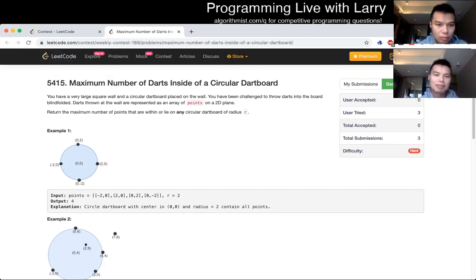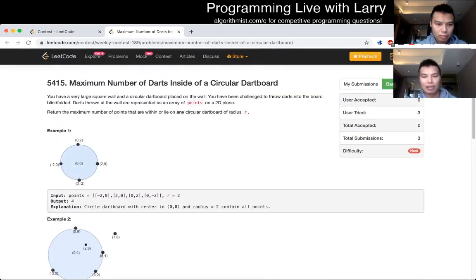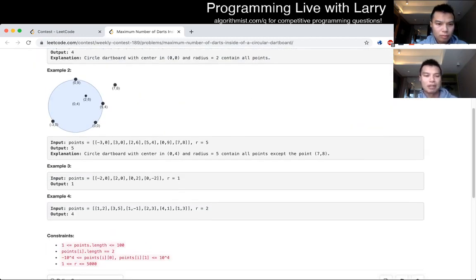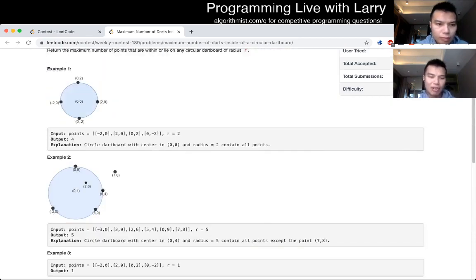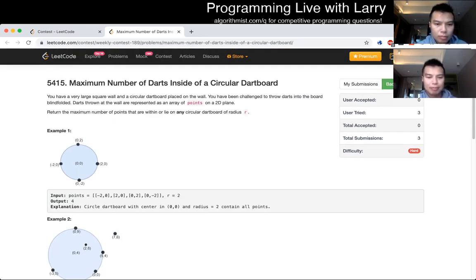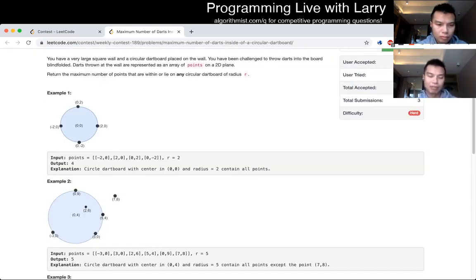Q4, maximum number of darts inside a circular dartboard. So this one, it's kind of sad because I've solved this problem before, so when I saw it, I knew how to do it immediately. I was like, okay, it's n cubed. Well, n cubed times n, so it's n to the 4 for me. Yeah, and that's basically brute force.